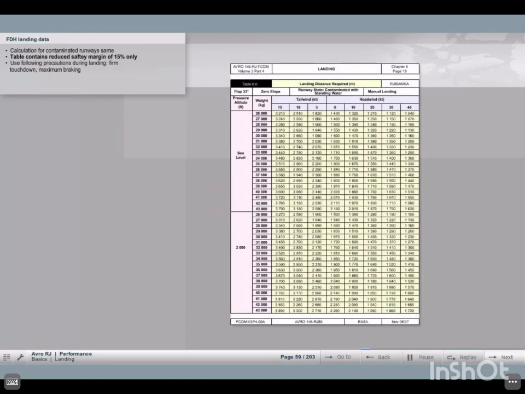The landing data calculation for contaminated runways is basically the same, but note that contaminated landing data has reduced safety margins of only 15%. Operations from contaminated runways should be avoided whenever possible and precautions taken. Aim to make a positive touchdown on a contaminated or low braking action runway. Use maximum braking throughout the landing roll and achieve a low forward speed before exiting.